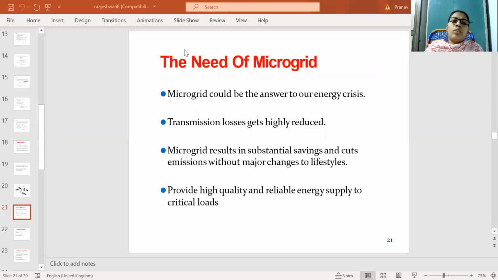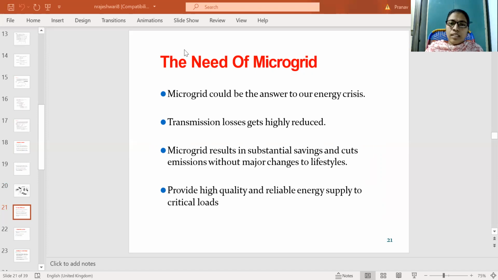And coming to what is the need of microgrid, why this is needed. A microgrid is a small grid compared to the power grids. So why is it needed in our lifestyles? We'll see the need of microgrid. The microgrid could be the answer to our energy crisis.